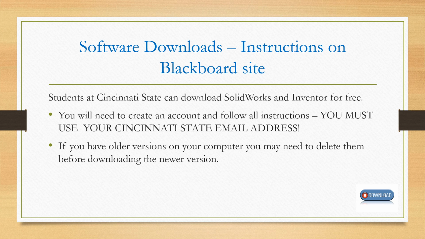As far as software goes, you can use either SolidWorks or Inventor, and you can download those for free. I'll put instructions on the Blackboard site. If you don't have the software already, you can get it. Make sure you use your Cincinnati State email address or it's not going to work properly. You are allowed to download the software for free because you're a student, but you have to use your Cincinnati State email address. If you have an older version of software, then you want to delete that from your computer before you try to download the new stuff, because otherwise it's going to get halfway through and there'll be a problem with the software. So go ahead and do that in advance.